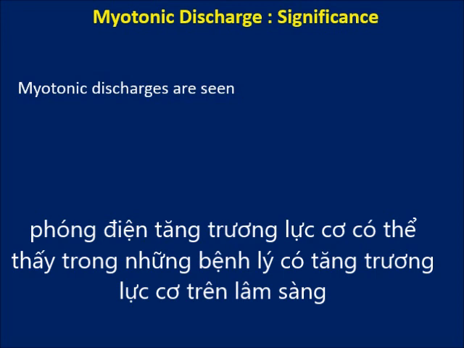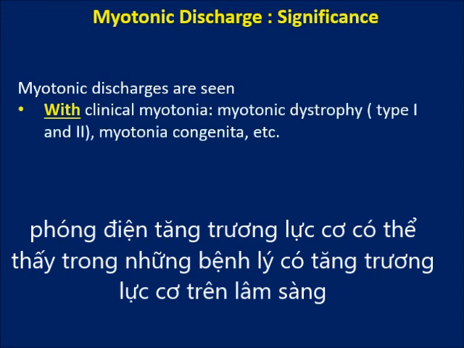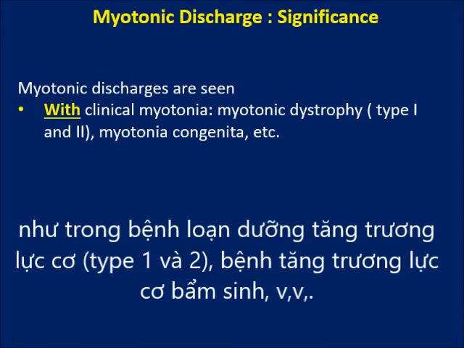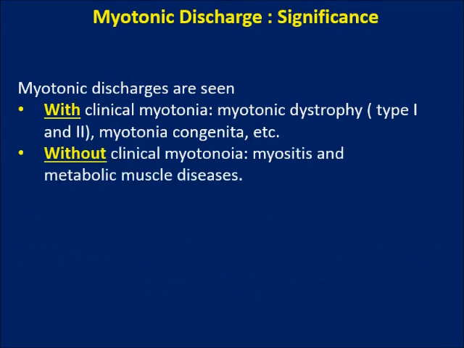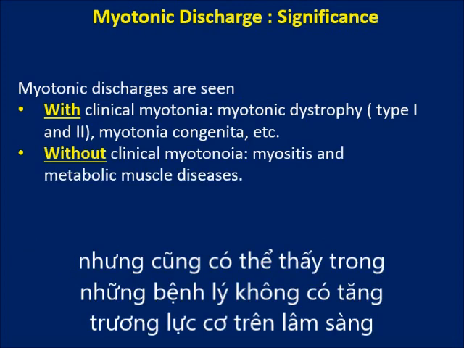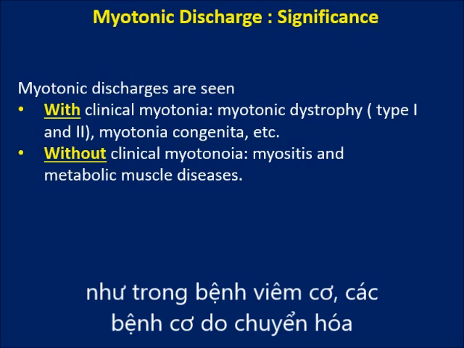Myotonic discharges are seen with clinical myotonia in diseases like myotonic dystrophy type 1 and 2, myotonia congenita, etc. It is also seen in patients without clinical myotonia in conditions such as myositis and metabolic muscle diseases.